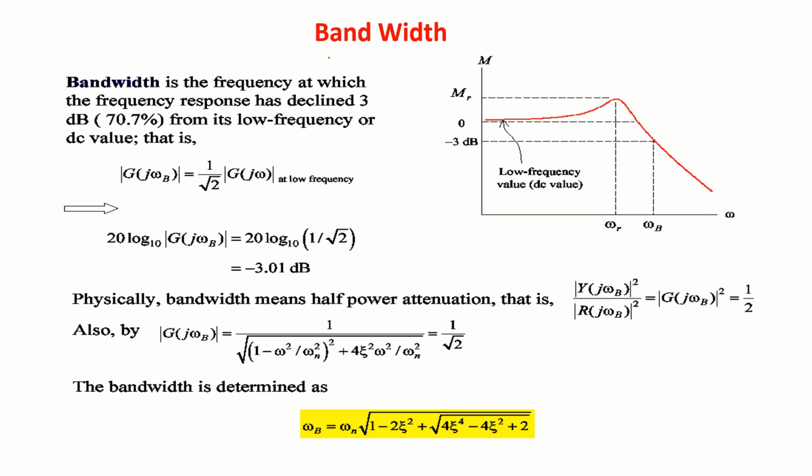Bandwidth is another important thing. It is the frequency at which the frequency response has declined by 3 dB from its low frequency or DC value. Look here, this is the 0 dB line. From here you measure minus 3 dB. Okay, that frequency I call bandwidth.